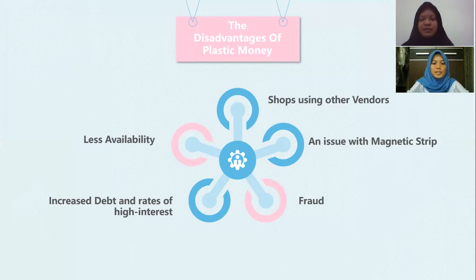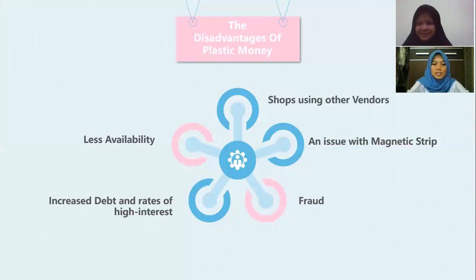Okay, the next point is the disadvantages of plastic money. First, shops using other vendors. Numerous shops accept credit cards of a specific company only. In this situation, cash is the only mode of payment for those who use a credit card of another company. Second, less availability. There are several cases where firms do not let their cards be utilized in specific areas. Therefore, they have a regional dispute.